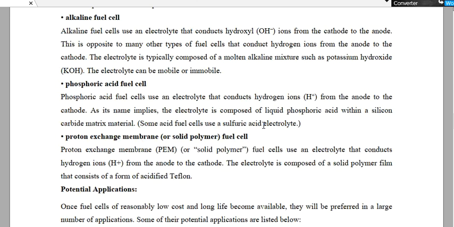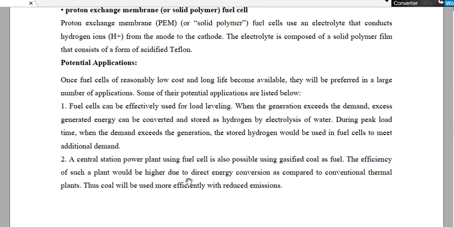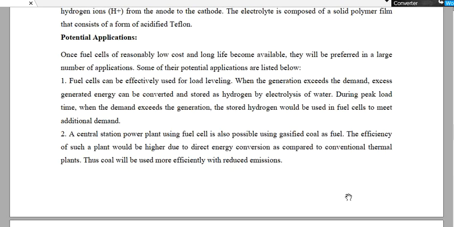Now if we talk about the potential applications of fuel cells in detail, then first, fuel cells can be effectively used for load leveling. When the generation exceeds the demand, excess generated energy can be converted and stored as hydrogen by electrolysis of water. During peak load time, when the demand exceeds the generation, the stored hydrogen would be used in fuel cells to meet additional demand.